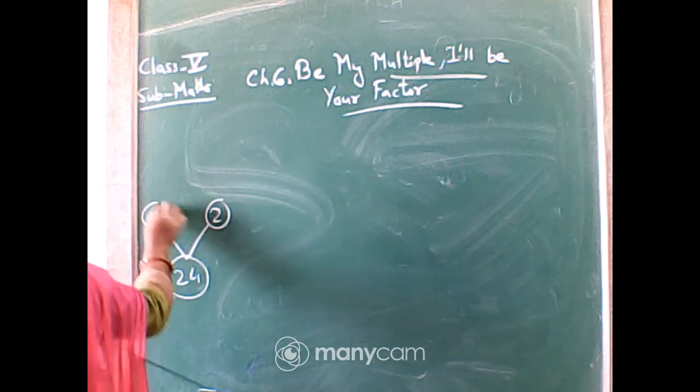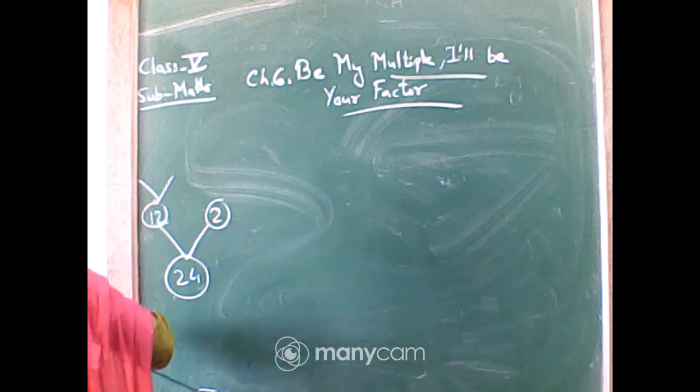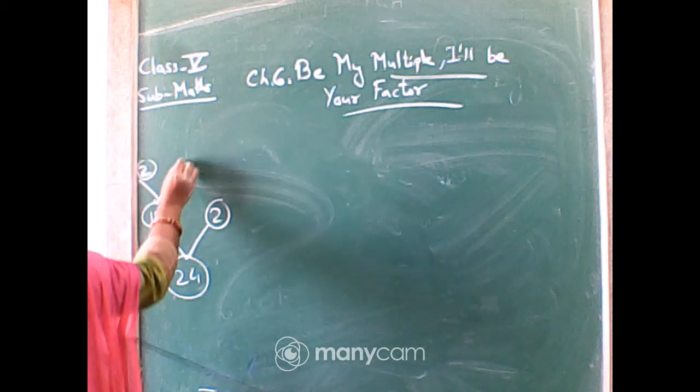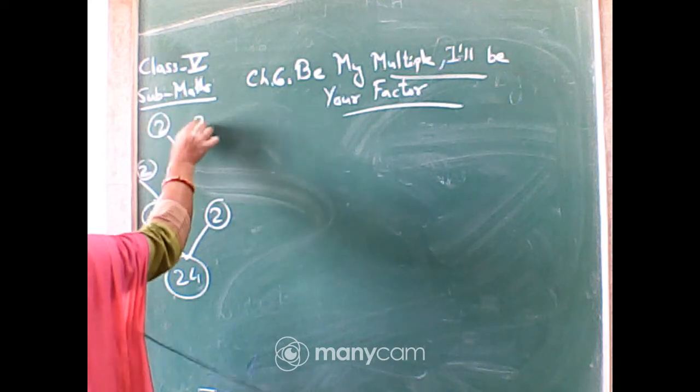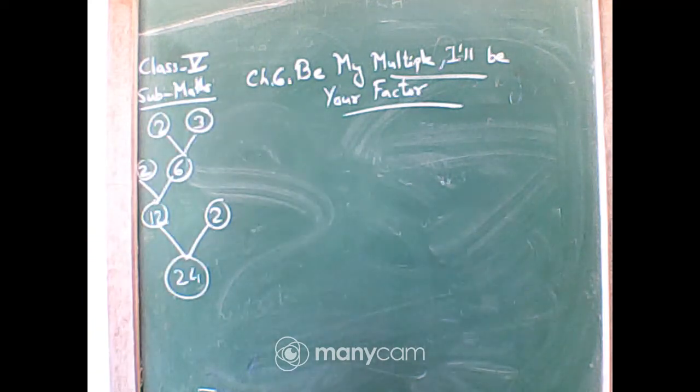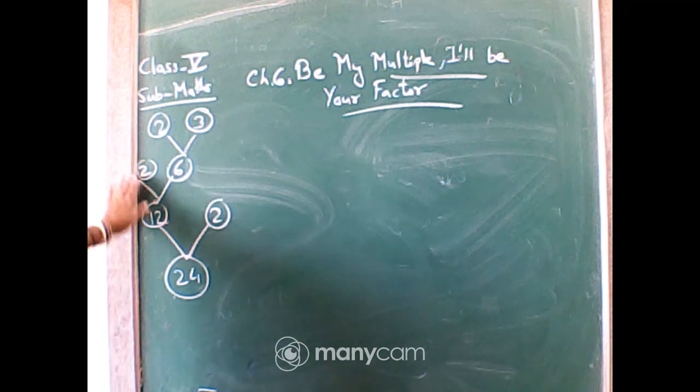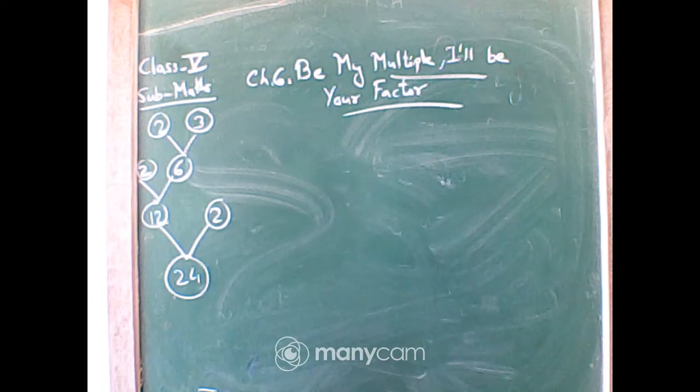Now this 2 you can't break, you can break this 12. It will be 2 into 6. Again this 6 will be broken into 2 into 3. Okay. See, here I don't have the space, that's why I am writing like this, but you will do it properly in your book. Clear?